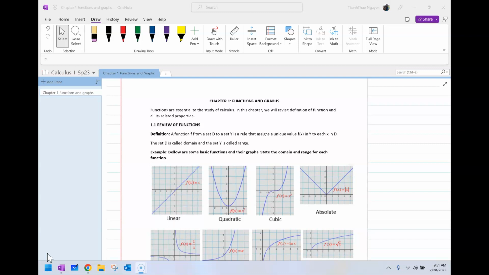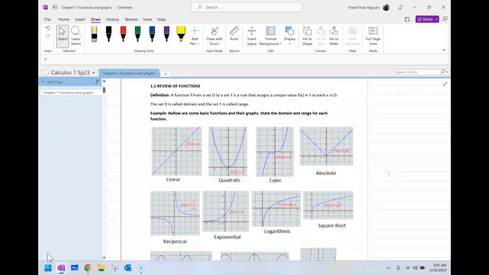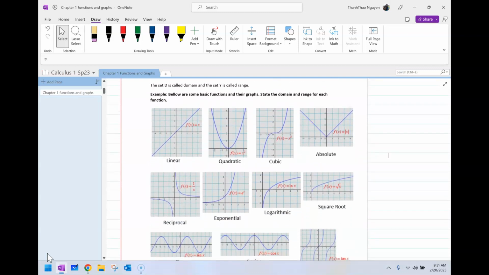Review of the function. A function f from a set D to a set Y is a rule that assigns a unique value f of x in Y to each x in D. Okay? So it's saying that each value x will be mapped to a value y, and that value y is f of x. The set D is called the domain, and the set Y is called the range. Example, below we have some basic functions in the graph. Let's state the domain and range for each function.